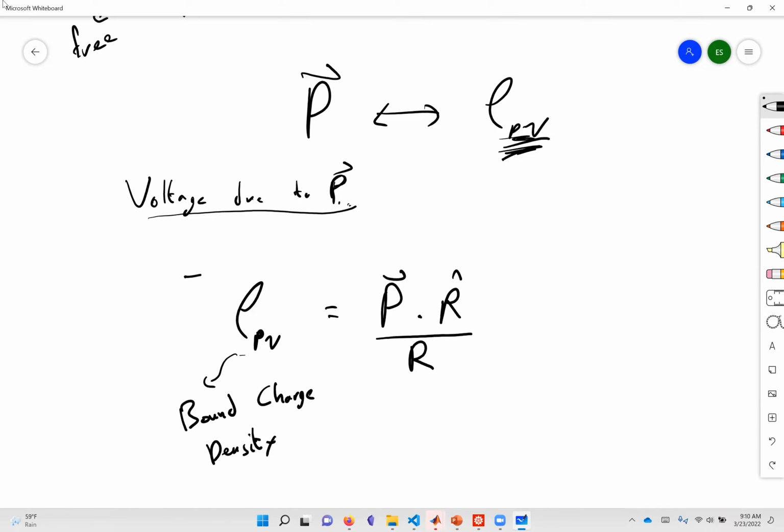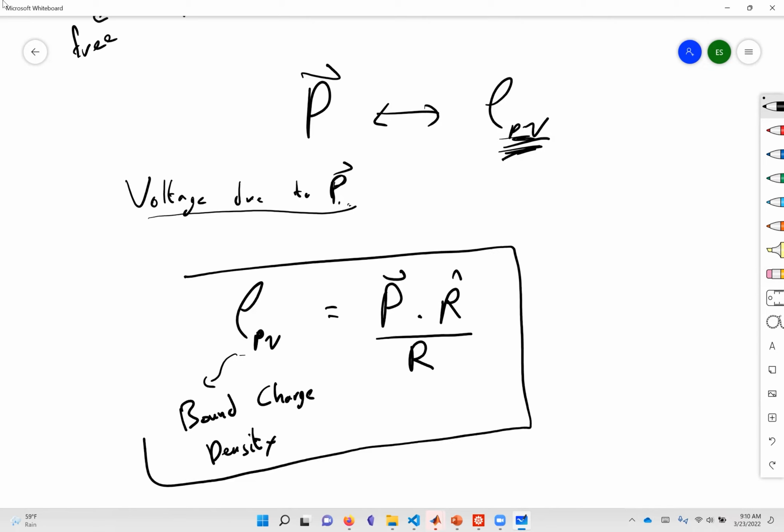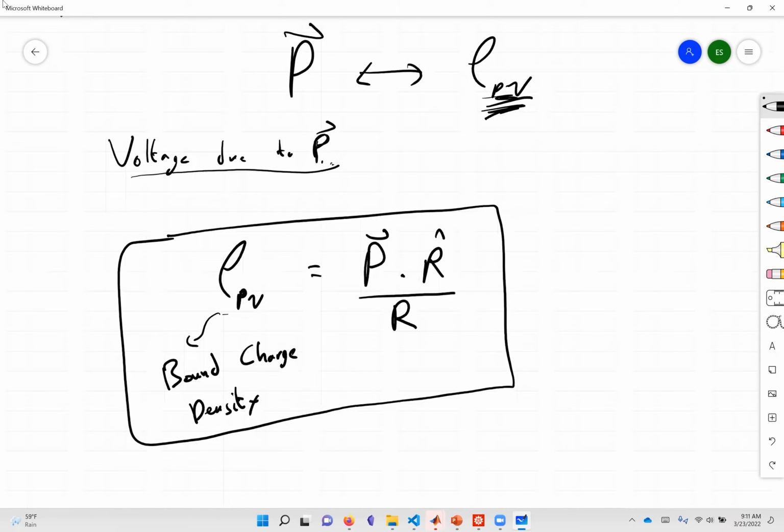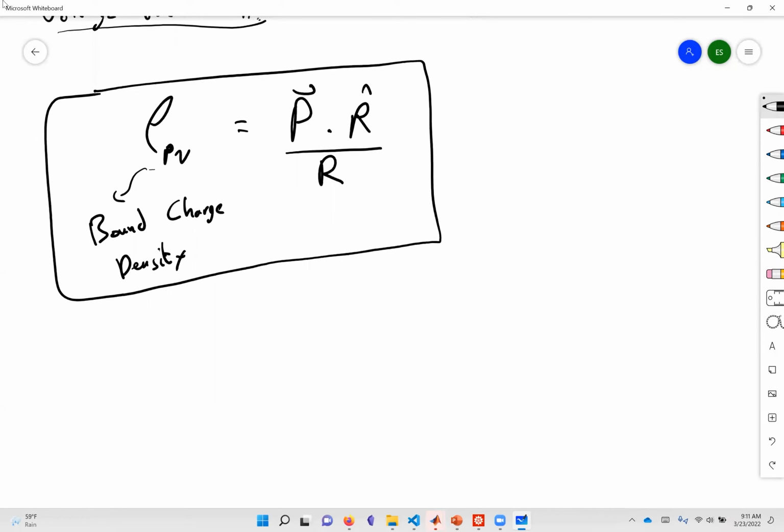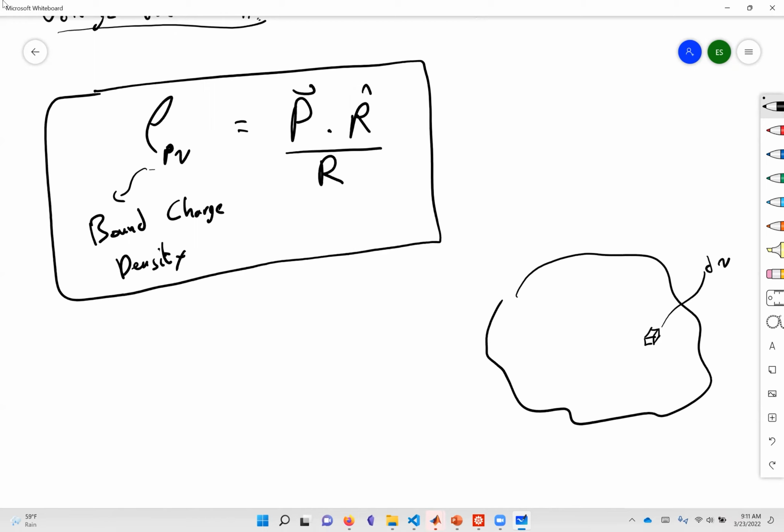Okay, so this is the ultimate result. We did an integration and whatnot, and this is the result that we got. So this ties polarization to charge density due to bound charges. If you think about that, this is space, right? So say you're interested in the charge density here, dV prime. What's rho PV at this point?